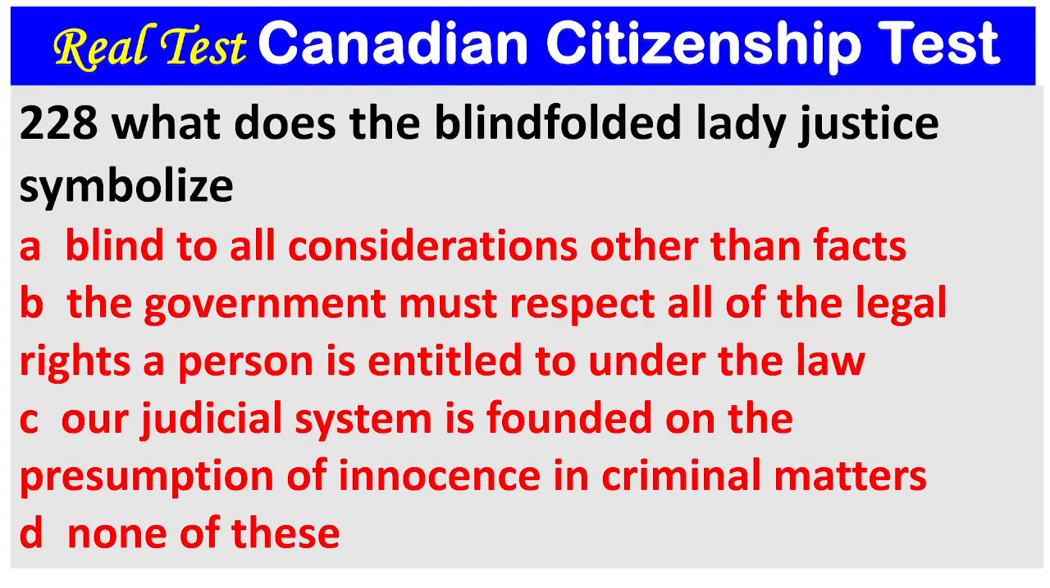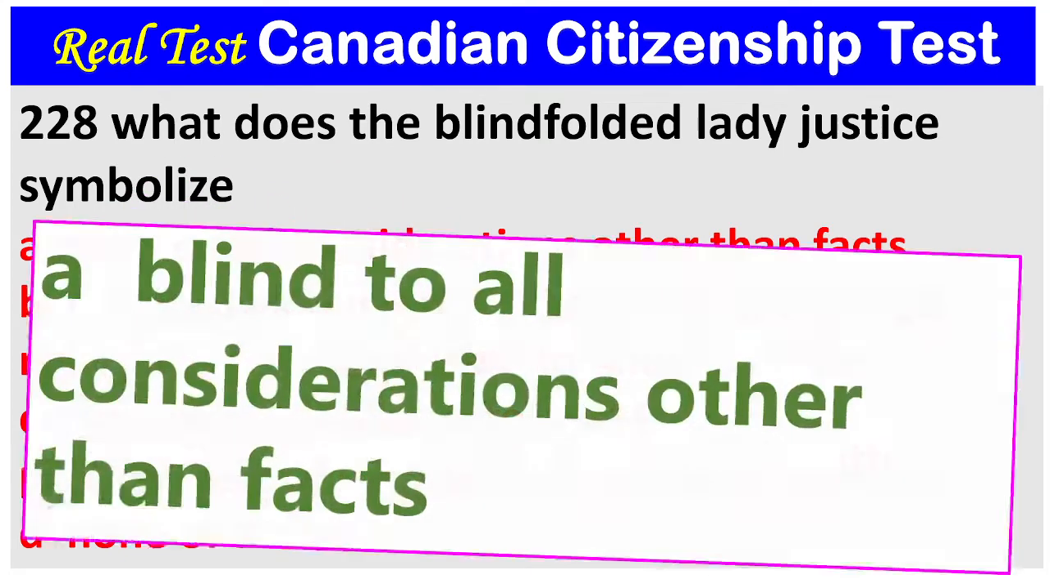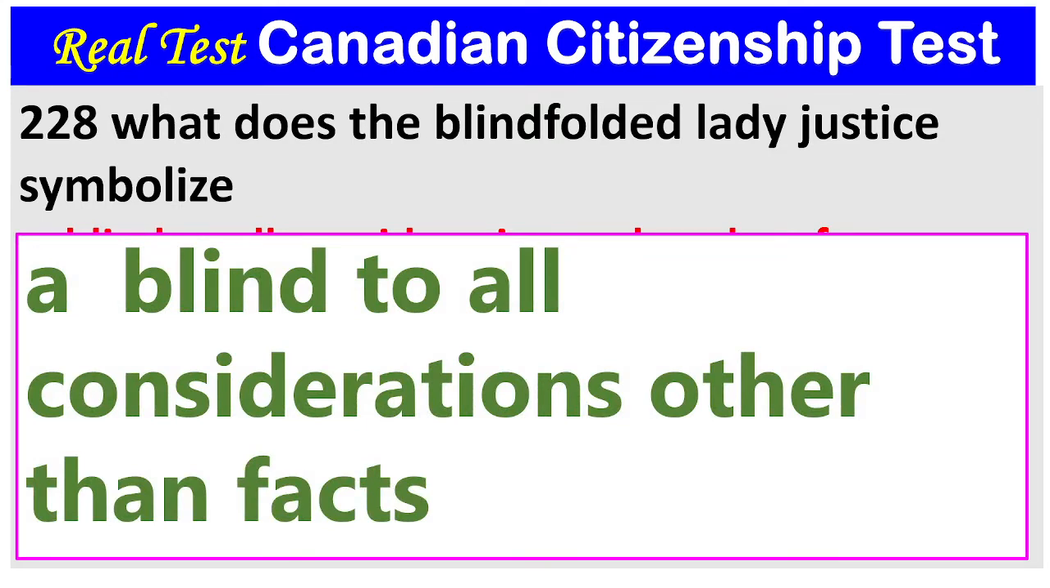Question 228. What does the blindfolded Lady Justice symbolize? A. Blind to all considerations other than facts. B. The government must respect all of the legal rights a person is entitled to under the law. C. Our judicial system is founded on the presumption of innocence in criminal matters. D. None of these. The answer is A. Blind to all considerations other than facts.